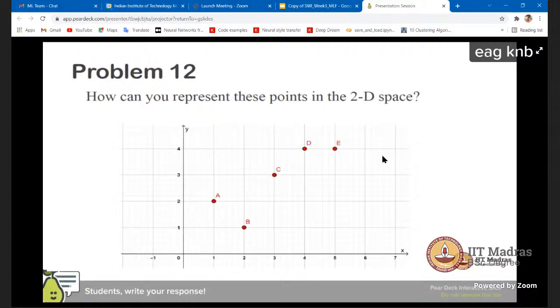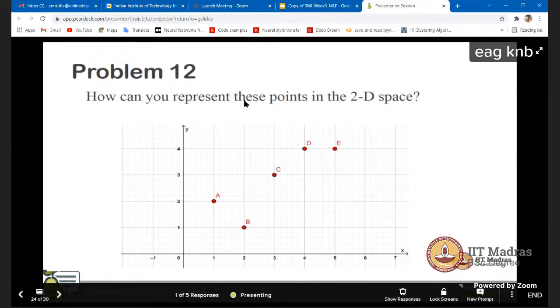I will give you a hint: you have to find the best fit line for these data points. And how will you represent a line? That you have to give me as the answer, that is, the parameters of the line. So we have solved this in our earlier class. I hope you might have judged it by now. You have to find the representation for these points in the 2D space, and you have to enter your parameters for that.